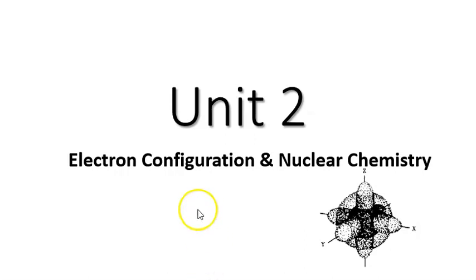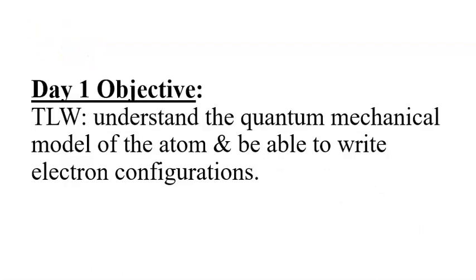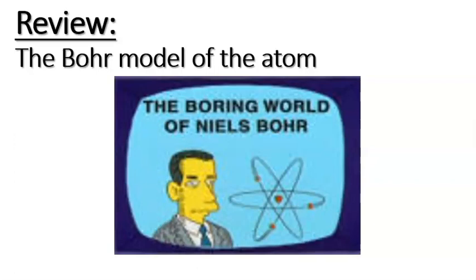Today we're going to start Unit 2. We're going to learn electron configuration and nuclear chemistry. And today, on day 1, you're going to learn the quantum mechanical model of the atom and be able to write electron configurations. So let's do a review of the Bohr model, which we went over previously.